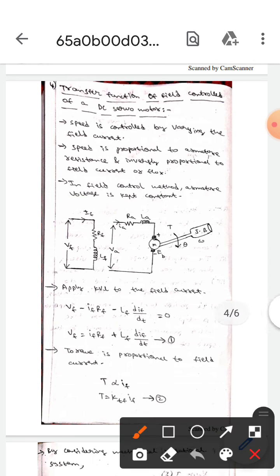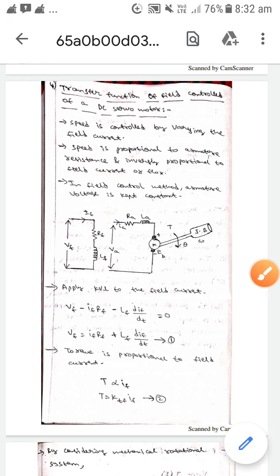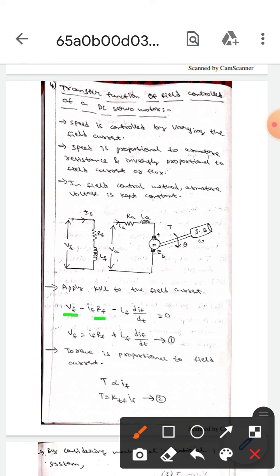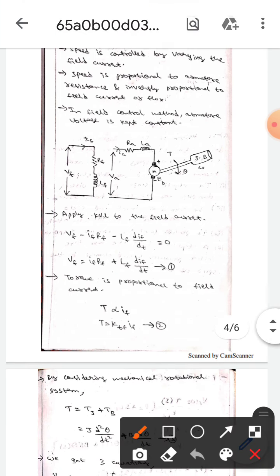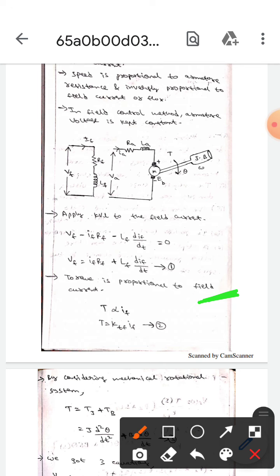Here if you apply KVL to the field circuit, which means IF, this is the field current guys, then we will get VF minus IF into RF minus LF into dIF/dt equals 0. This one we can write as VF equals IF RF plus LF into dIF by dt. Let it be equation 1.